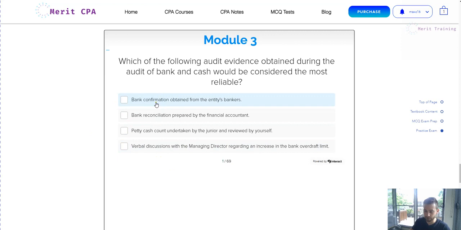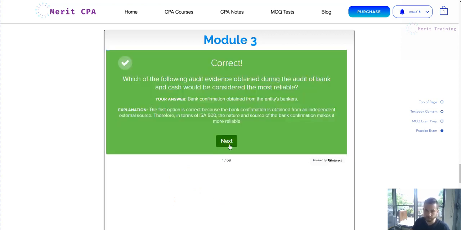This one is a confirmed number versus a verbal discussion, which isn't usually a reliable piece of evidence versus a proper document signed by the bank. Also, internal versus external. External is always going to be more reliable for the same reasons we discussed for these two up here. And then finally, just the managing director is probably not going to be as across the detail as, say, an accountant or an auditor or a bank, right? So clearly A is going to be the correct answer here.